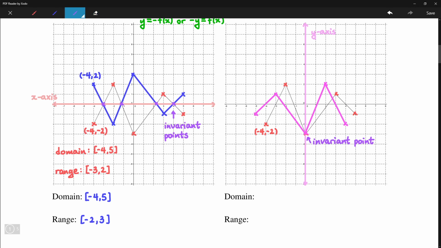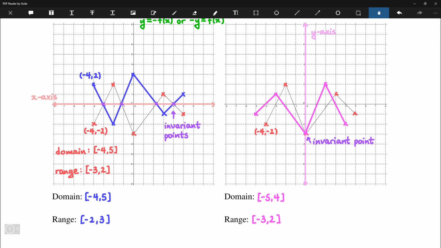Using the wrong colors for all these. It's not a big deal, but I do want the graphs and the domain and range to be color matched. And then the range is from -3 to +2. Okay. So that's an example of how we can reflect graphs over both the x-axis and y-axis.